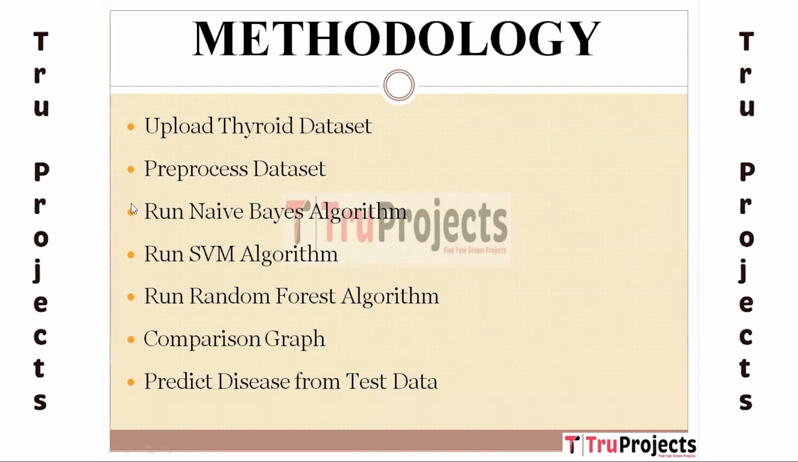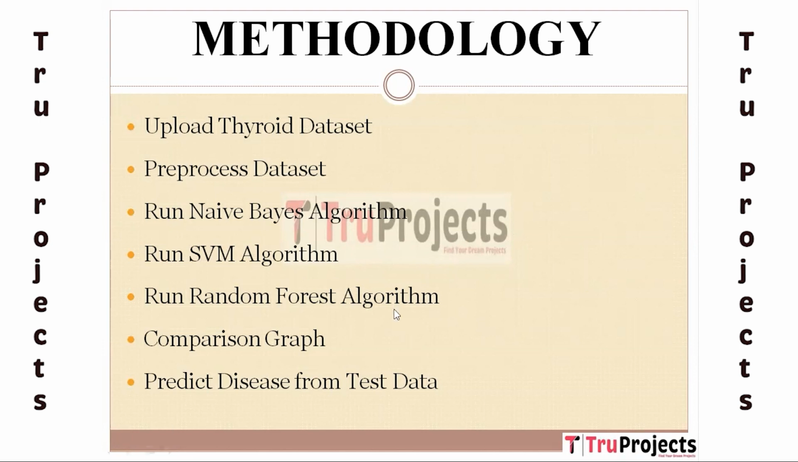The third module is Run Naive Bayes algorithm. Naive Bayes is a probabilistic classification algorithm based on Bayes' theorem. It is chosen for this project due to its simplicity and efficiency in handling large datasets. The module trains the naive Bayes model on 80% of the data and evaluates its prediction accuracy on the remaining 20%.